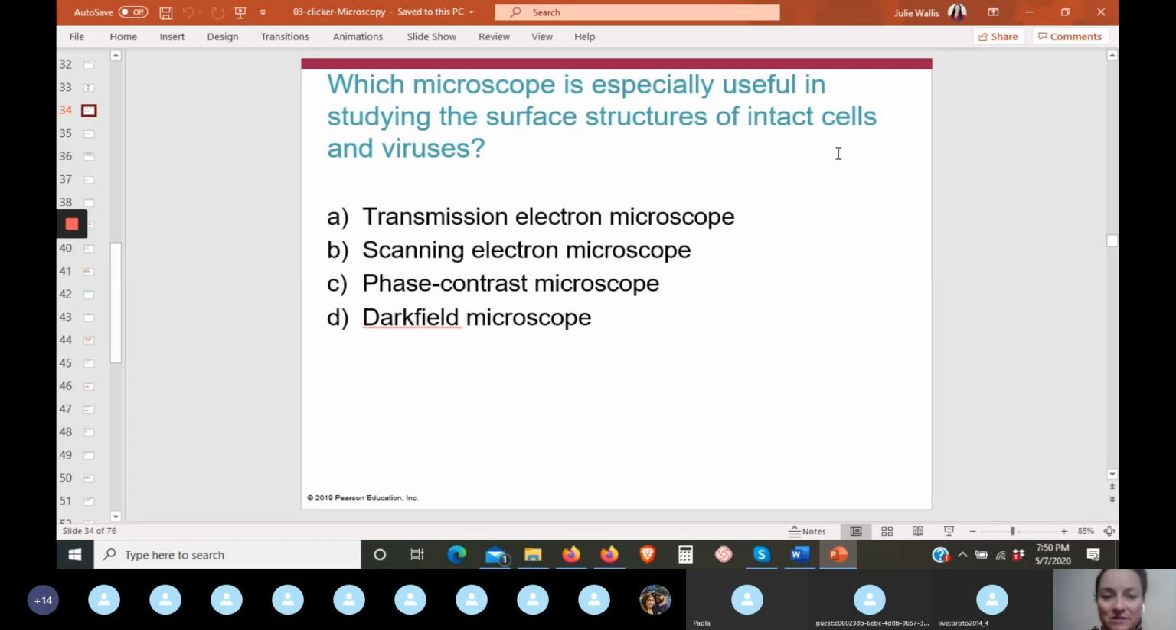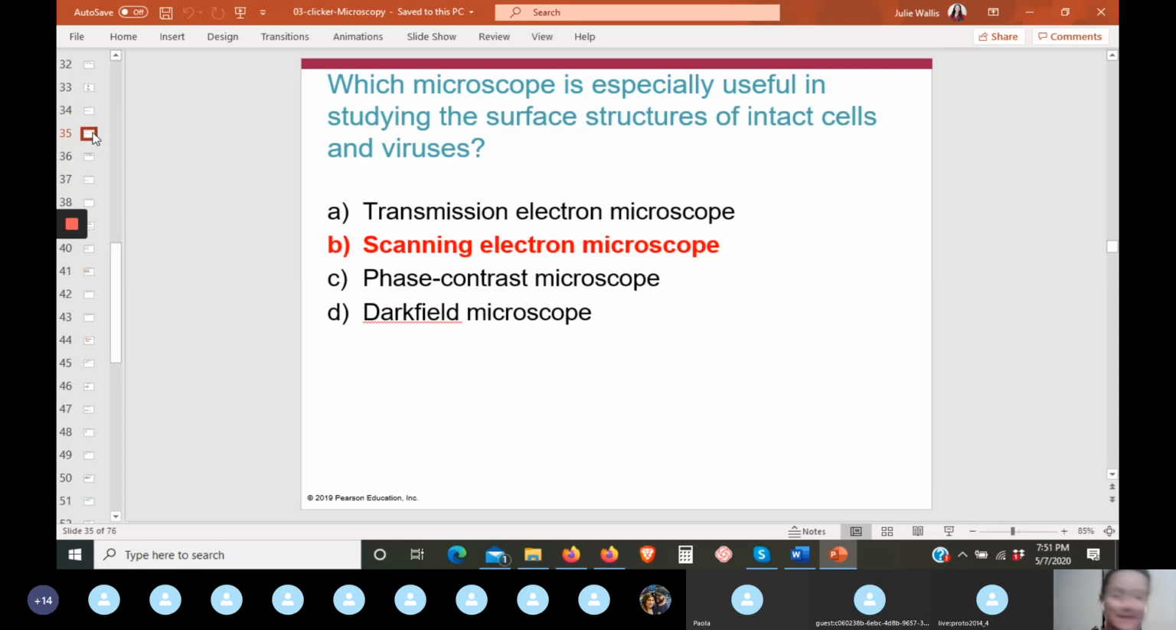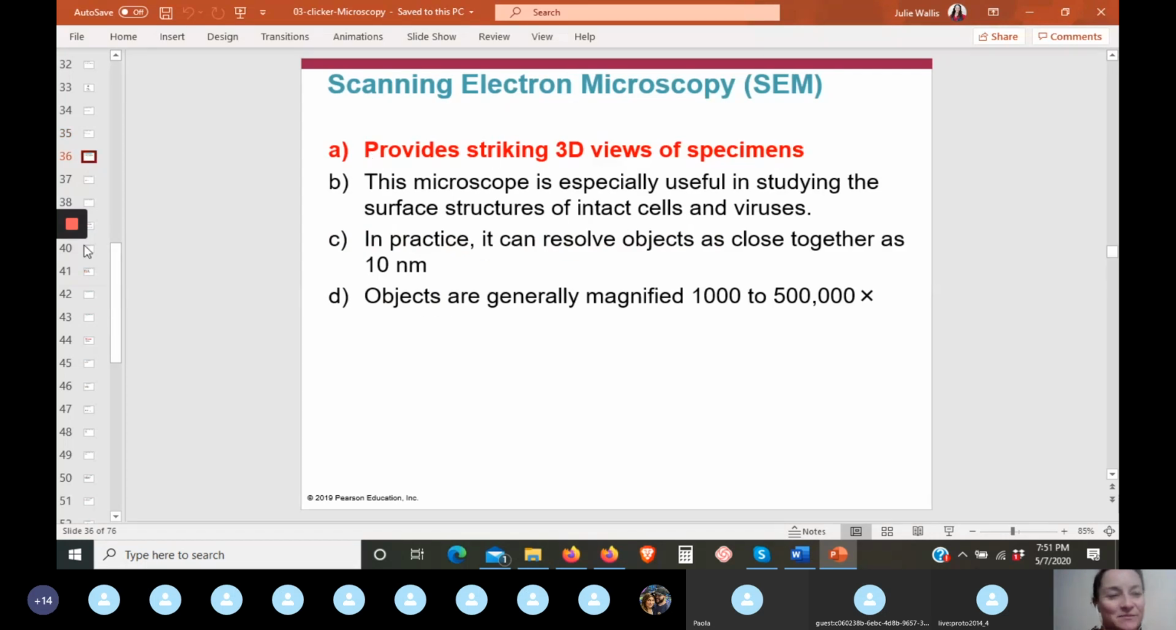All right, next one is which microscope is especially useful in studying the surface structures of intact cells and viruses? So the viruses part is kind of a hint there, would be one of the microscopes with the highest amount of magnification. Answer to this one is scanning electron microscope. So if you chose that, good job. Scanning electron microscope provides really cool 3D images. It doesn't say cool in here, but they're really cool. Any of the pictures that you look at that look like a really, really tiny, cool image of a 3D structure is scanning electron microscope. So it scans the surface and shows the surface structures.